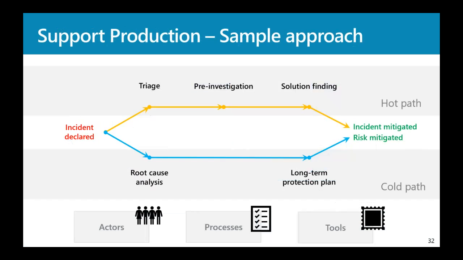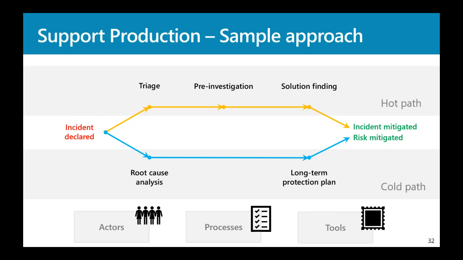Now a support production sample approach in this slide. You can see here at the top the hot path. It starts after the incident has been declared, correct? There is a triage, followed by pre-investigation, investigation, and in the end, solution finding. When the solution has been found and implemented, the customer is unblocked and the incident can be mitigated at that moment.